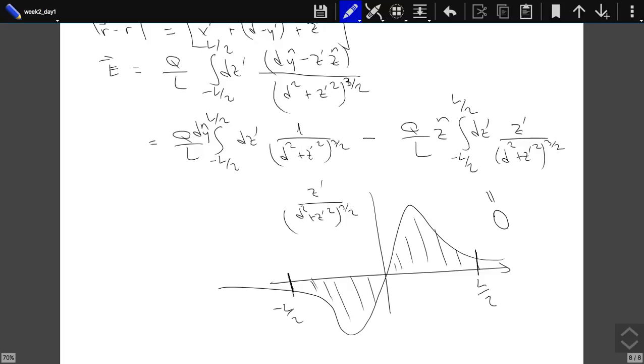So the electric field at the point we have chosen is equal to QD over L in the y hat direction times this integral.